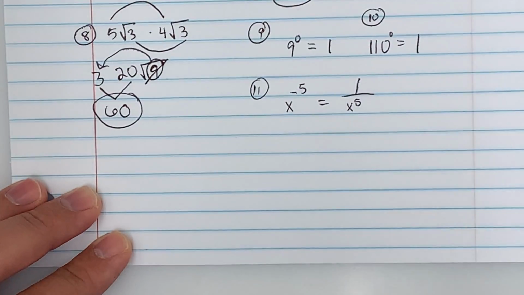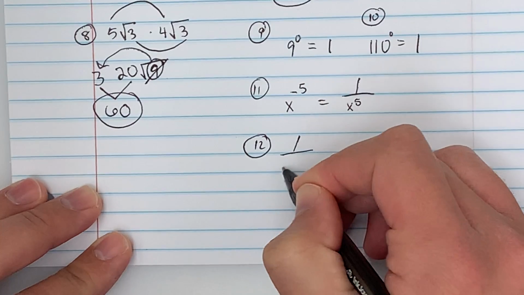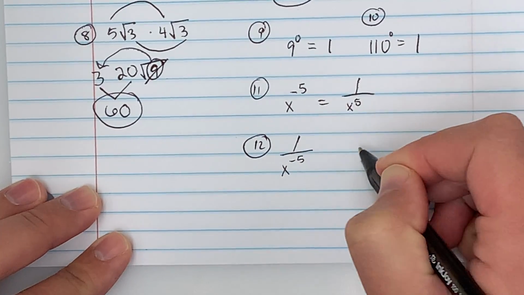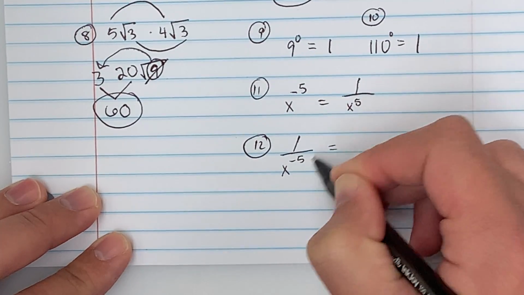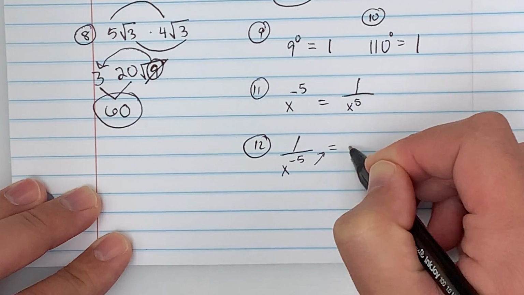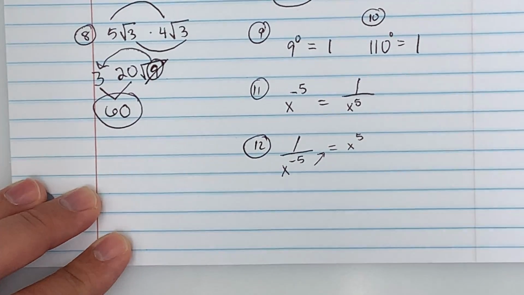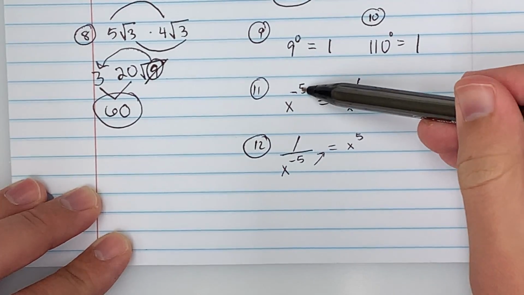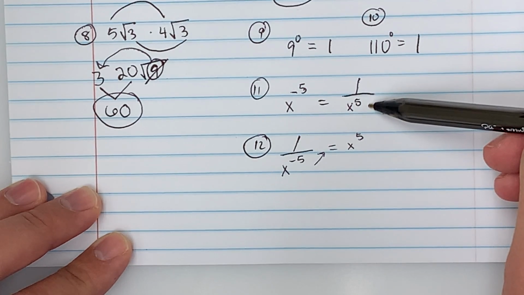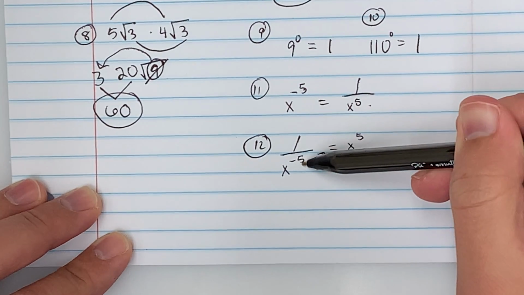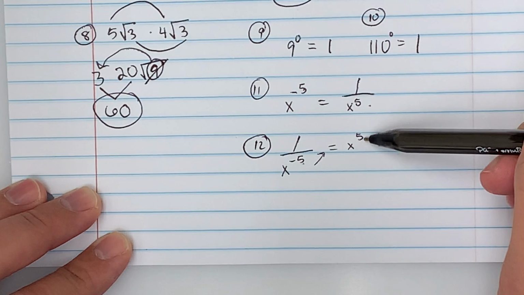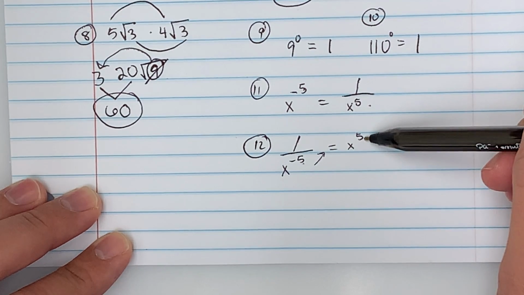And it's the same thing for the reverse. So if I had 1 over x to the negative 5, that would just come around up here, and we would get x to the 5. So if I have a negative, I can put it down below a fraction to make the negative go away. If it's a negative on the bottom of a fraction, I can flip it up to make the negative go away.